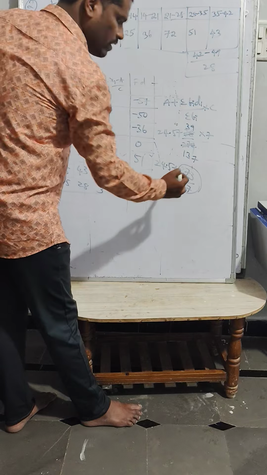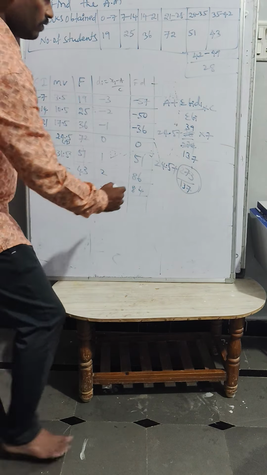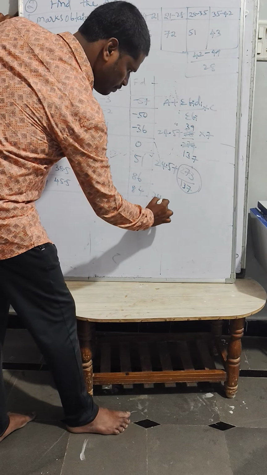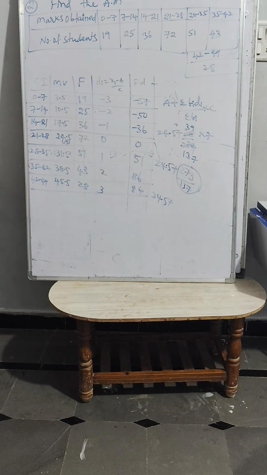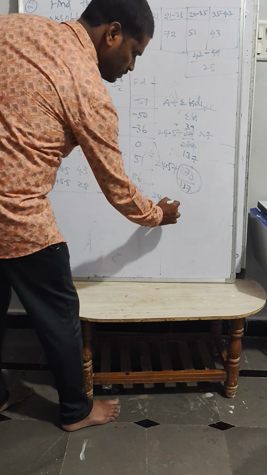Then we should divide this one. 24.5 plus 137 2s are 130, 2s are how much? 260 will come.